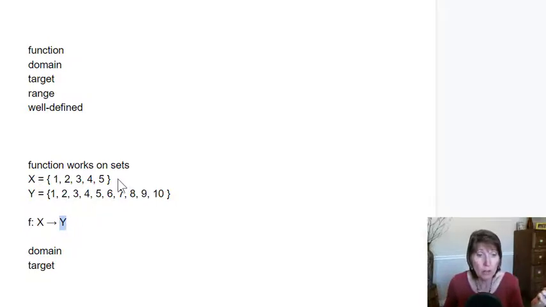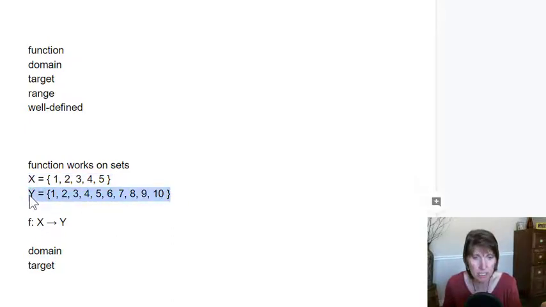So here we've defined two sets. Here's x that contains those five elements. Here's y that contains these 10. And we can have a function that maps these values to these values. And that's what it does. Now notice I've got some words up here. These are words we're going to learn about.